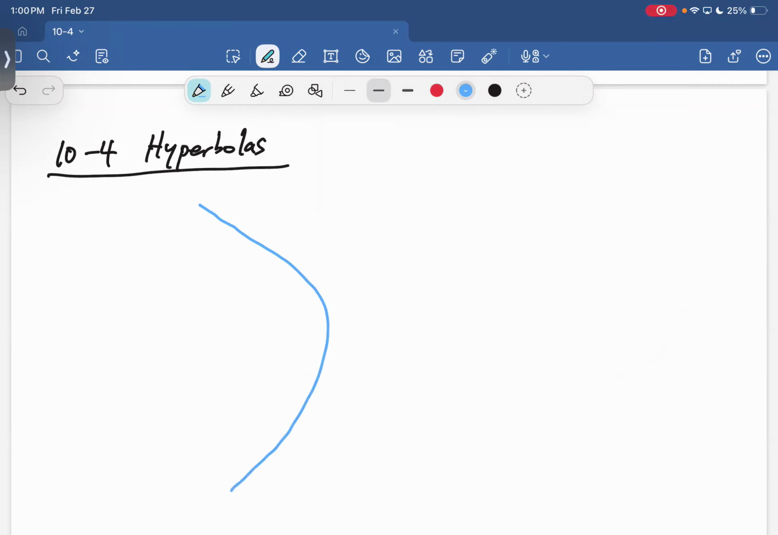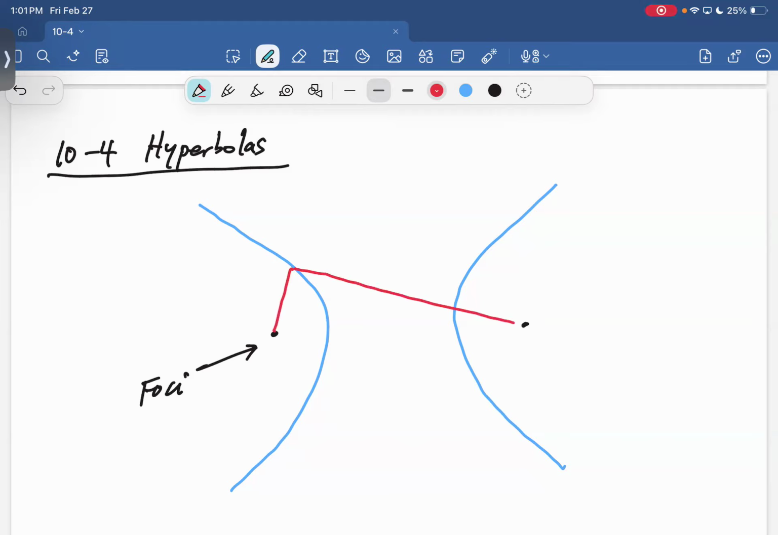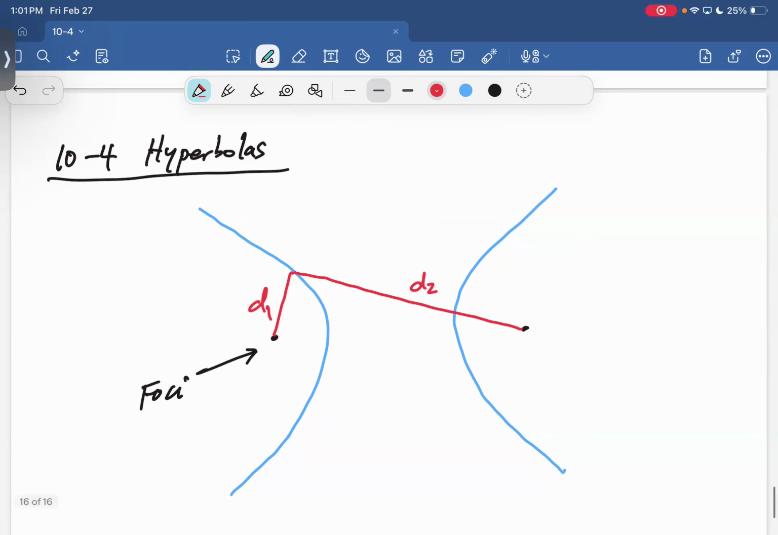So a hyperbola is defined as the set of all points such that the difference of the distances to the foci are equal. So once again, just like an ellipse, a hyperbola is defined by 2 points known as foci. And the criteria for a point to be on a hyperbola is that the absolute value of the differences of the distances to the foci must be equal to each other. So if this is d1 and this is d2, then the constraint for a hyperbola is that d2 minus d1 must be a constant.